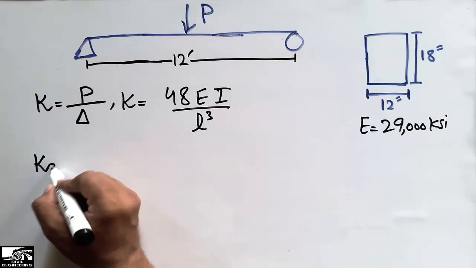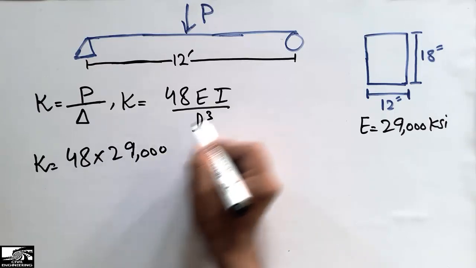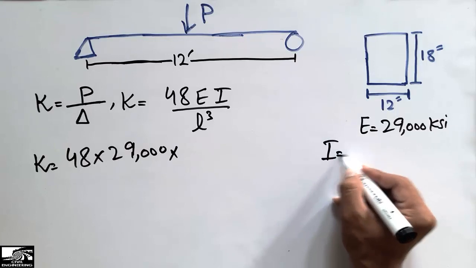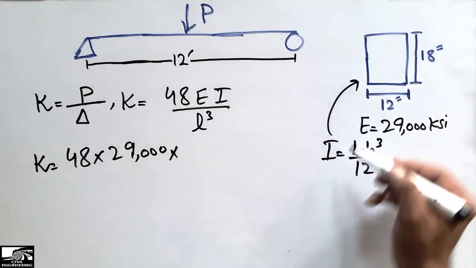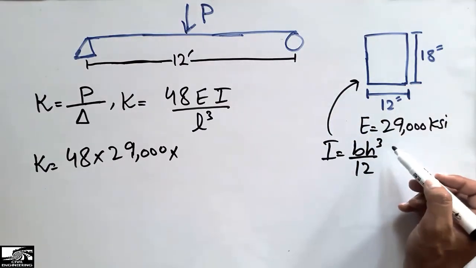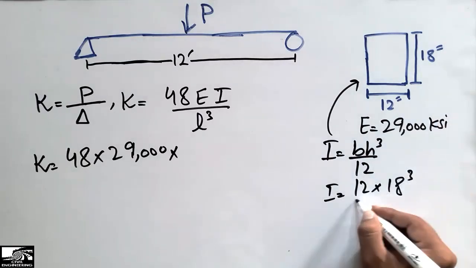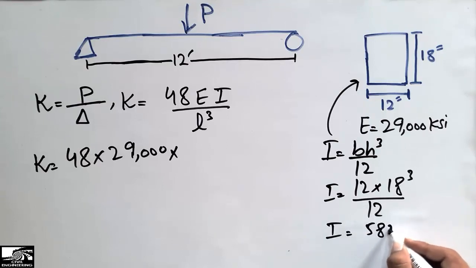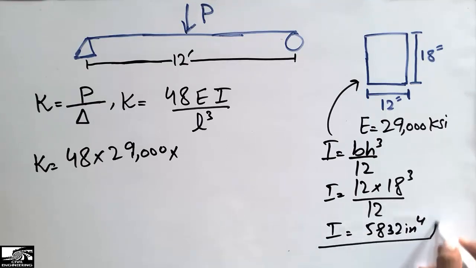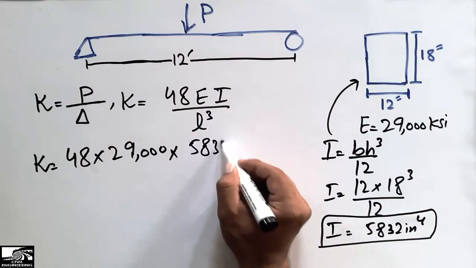So its stiffness can be found out as we know that the E value is 29,000, while the moment of inertia is unknown to us, so we can find the moment of inertia from its cross section. It's a rectangular beam, so the moment of inertia is equal to B H cube divided by 12, where B is equal to 12 inches, height is equal to 18 inches, 18 cube divided by 12. So we get the moment of inertia as 5832 inch to the power 4. The unit of moment of inertia is inch to the power 4 or meter to the power 4. In this case it is inches, so inches to the power 4. So now we will write it here, 5832.